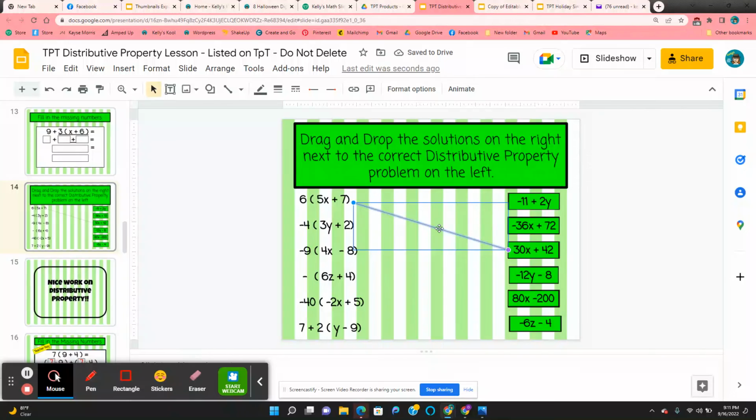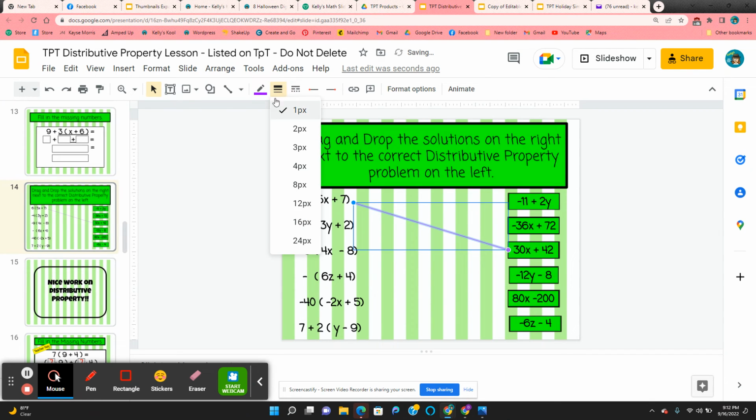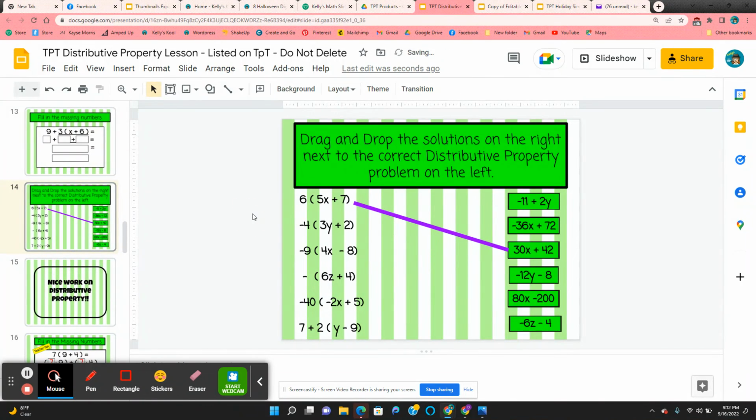Now they can play with this. They can change the color. They can change the thickness. So if they want purple and they want a really thick line, they could do something like that. So they can play around with that.